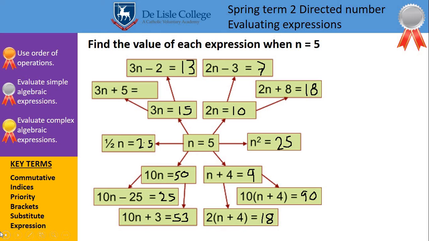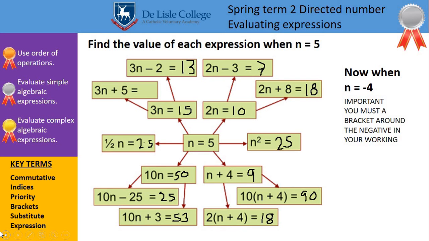Okay, now we're going to take it up to the next level, and instead, n is no longer going to be equal to 5. I'd like n to equal minus 4. Now, to make things easier, you must put a bracket around the negative in your working. So as an example here, 2n plus 8, when n is minus 4, we've got 2 multiplied by minus 4. I'll put that in brackets to make it even clearer, then adding 8 to it. So 2 times minus 4 is minus 8, add 8 would get us to 0.